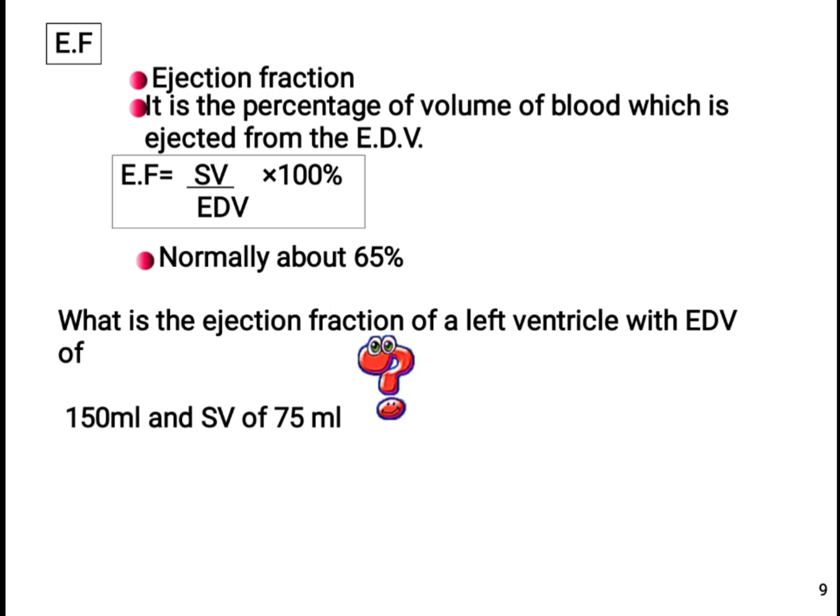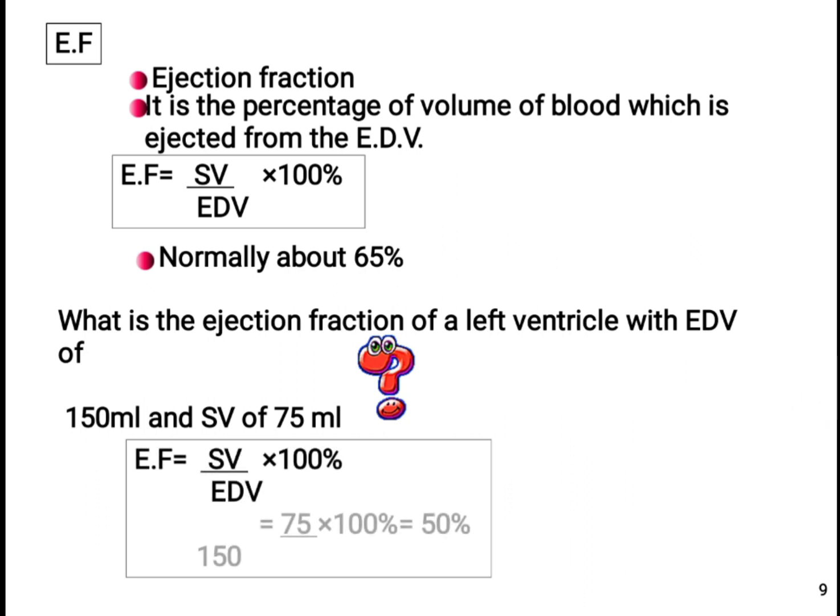So I would like to ask a question. What is the ejection fraction of a left ventricle with an EDV of 150 and a stroke volume of 75? What would you say? I can see people already calculating and they have ended up with 50%. Thank you so much for calculating that.